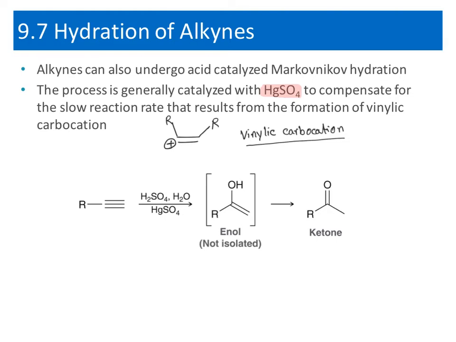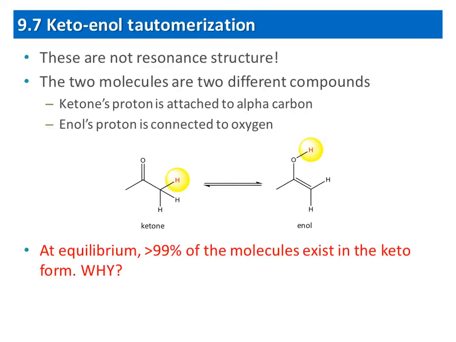It's pretty unstable, and it converts to the ketone through the process which we call tautomerization. Through tautomerization, an enol converts to a ketone, which is the major product, which is the most stable product.